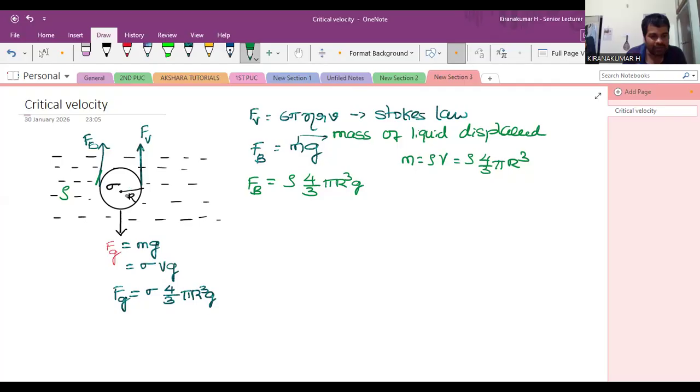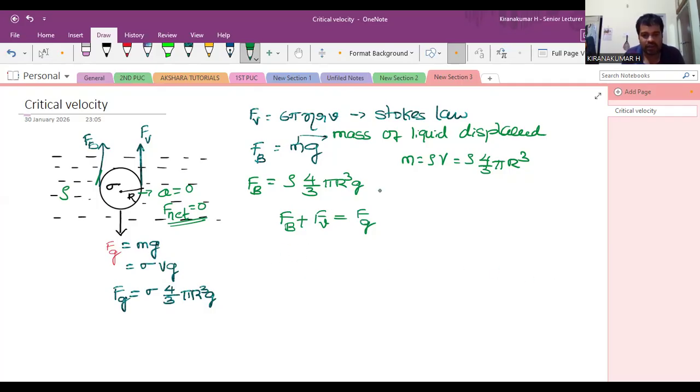Now, after traveling through a certain distance in a liquid medium, air medium or any viscous medium, the body achieves constant velocity. Constant velocity means acceleration becomes zero. If acceleration becomes zero, the net force becomes zero. As the net force becomes zero, the total upward force, that is the force due to buoyancy plus the force due to viscosity, must be equal to the gravitational force.